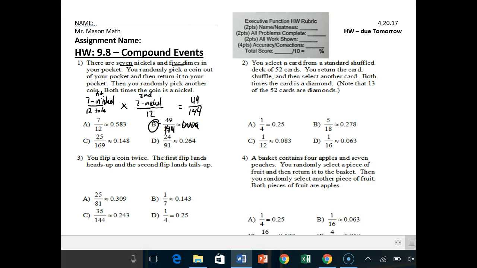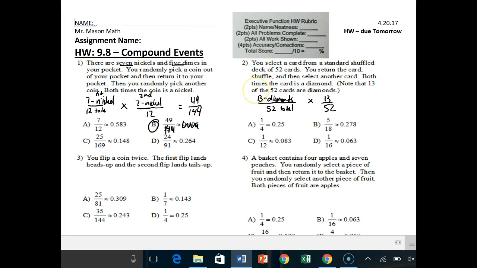So let's look at number 2. You select a card from a standard shuffled deck of 52 cards. You return the card to the deck and then select another. Both times the card is a diamond. Note there are 13 of the 52 cards that are diamonds. So what's the probability of just randomly choosing a diamond? Well, there are 13 diamonds out of a total of 52 cards. So 52 total, right? Not 52 total diamonds, just 52 total cards. So you did that one time. What's the probability of, after you put it back, you do it again? Well, that's 13 over 52 again, right?